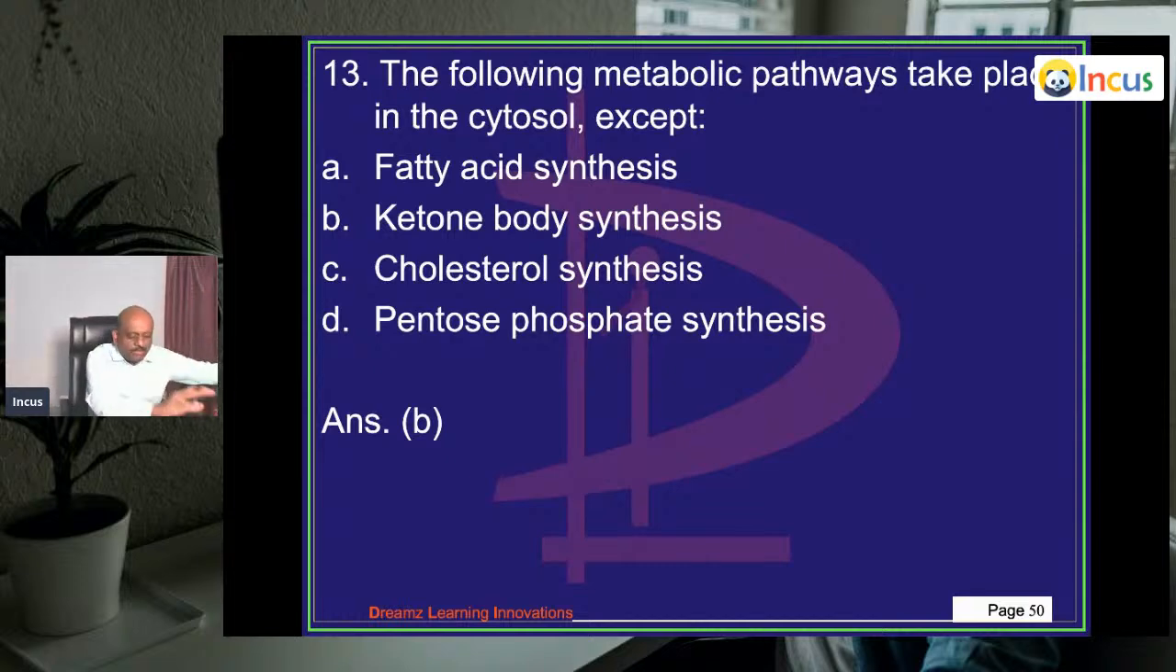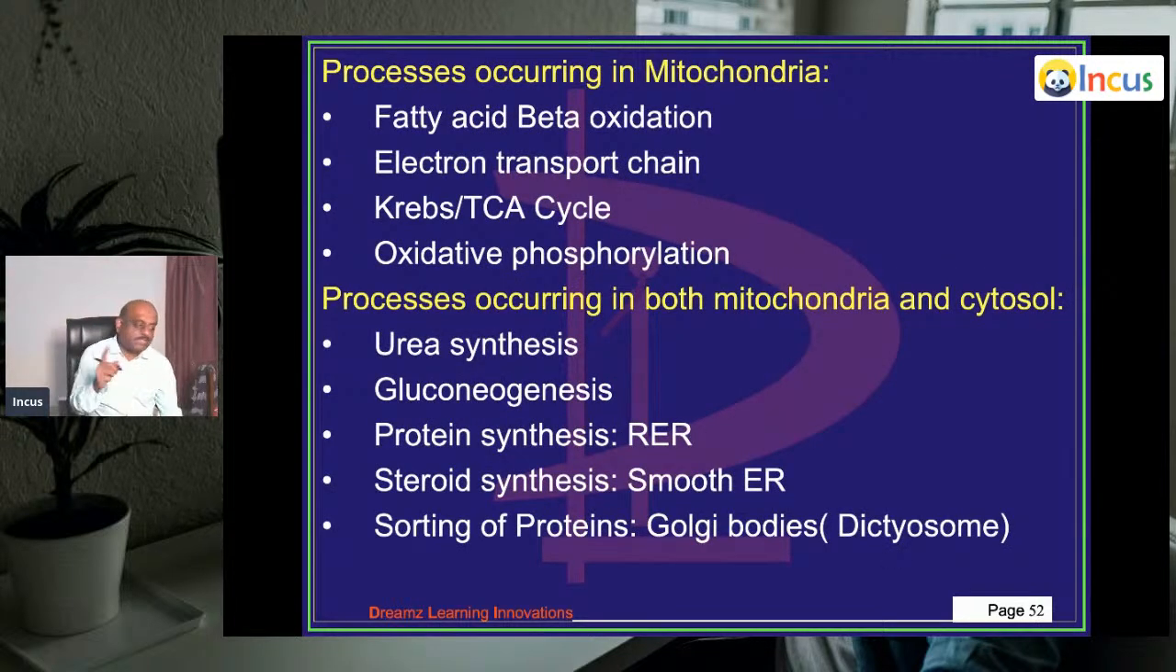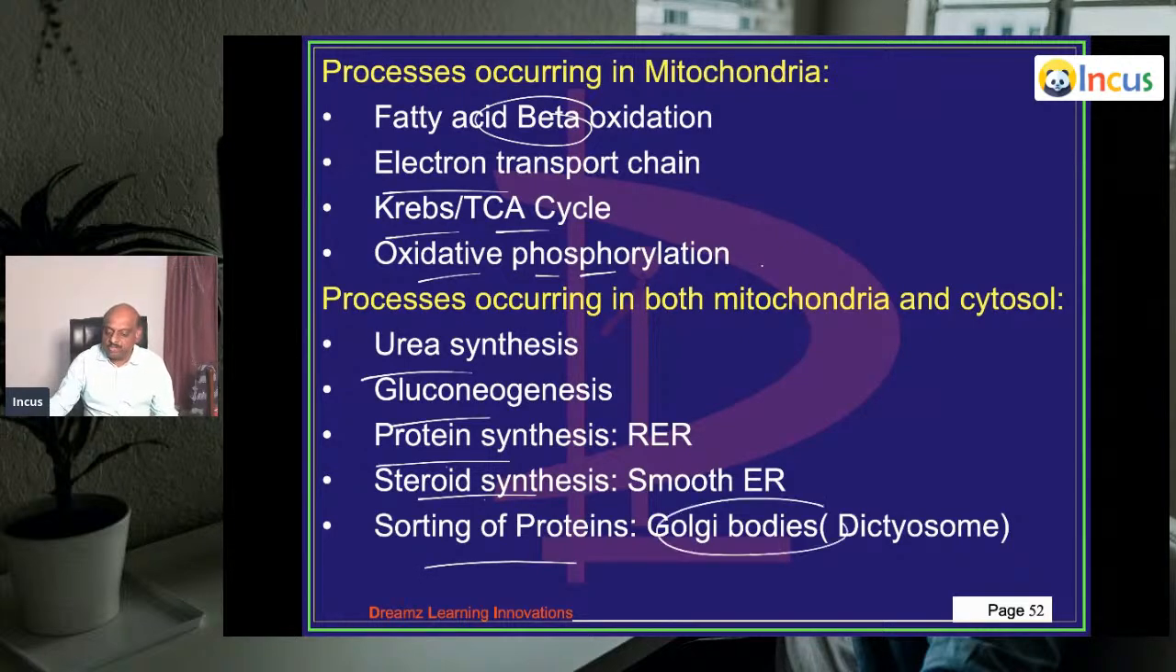Which reactions occurs in mitochondria, which occur in cytosol, and both of them? Favorite question. Glycolysis, glycogenolysis, glycogenesis, HMP shunt, fatty acid synthesis, bile acid synthesis, cholesterol synthesis, they all occur in cytosol. Which process occur in mitochondria? Beta oxidation of fatty acids, electron transport chain, Krebs cycle, TCA cycle, and oxidative phosphorylation. Both mitochondria, cytosol, urea, gluconeogenesis, protein synthesis, steroid synthesis, sorting of the proteins in the Golgi bodies, both mitochondria and cytosol.